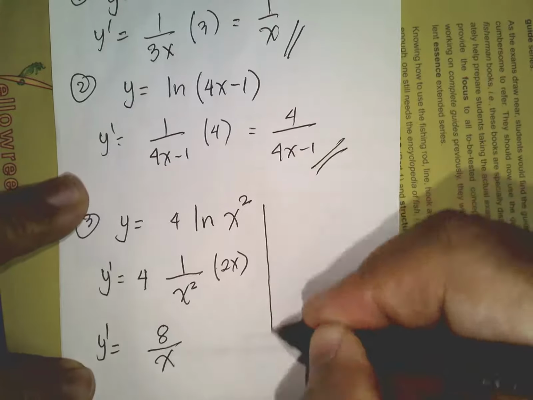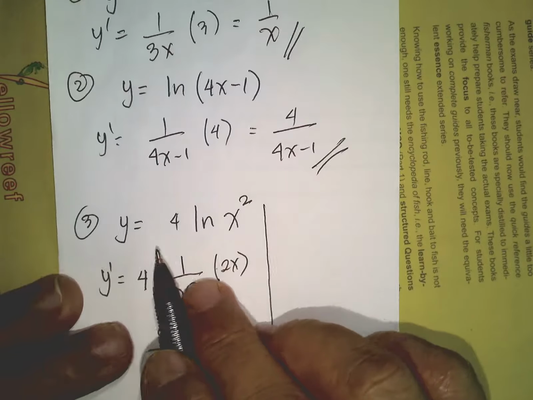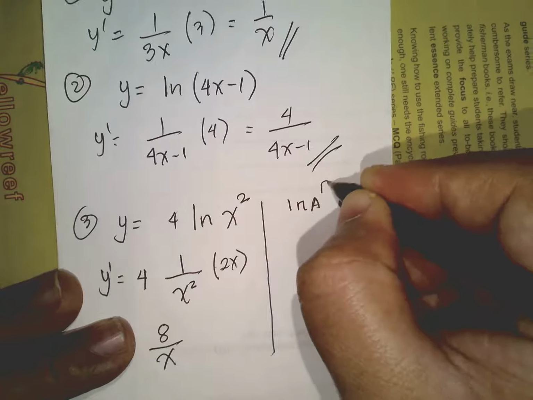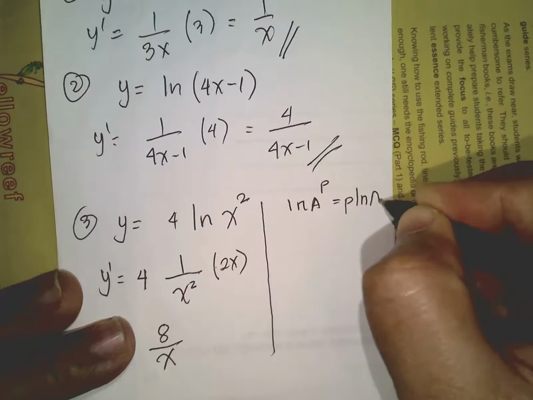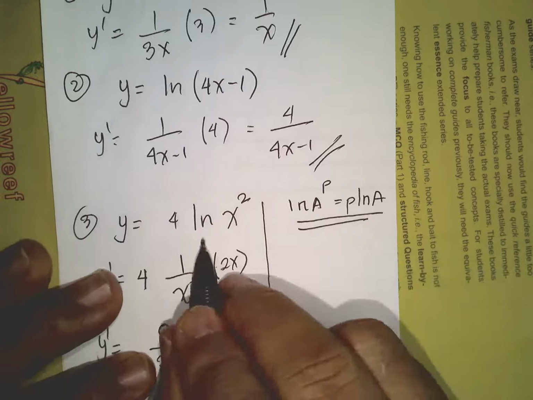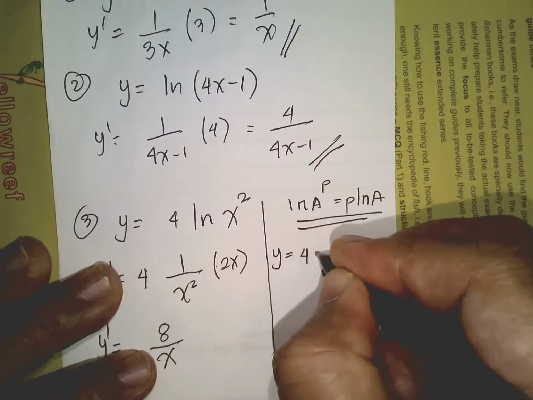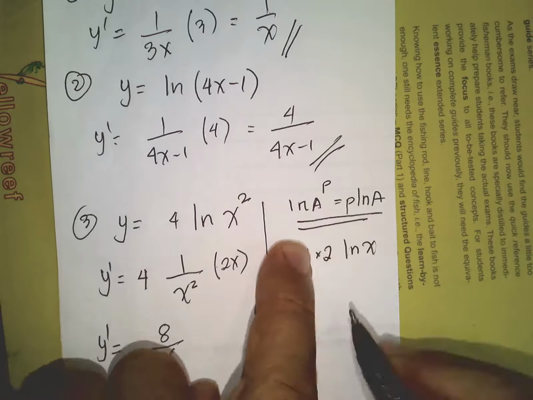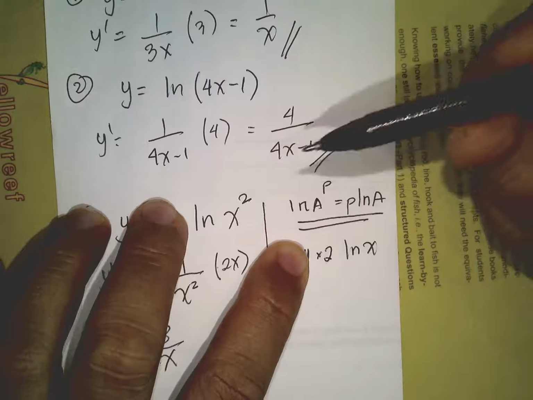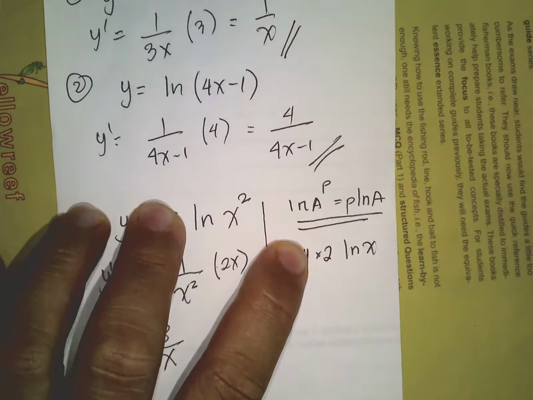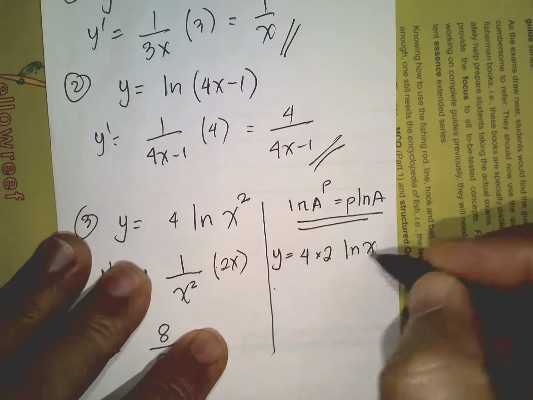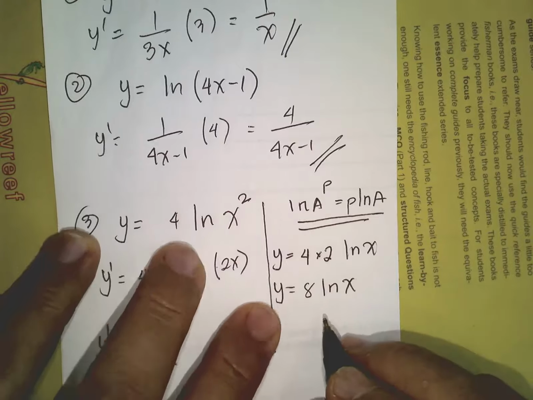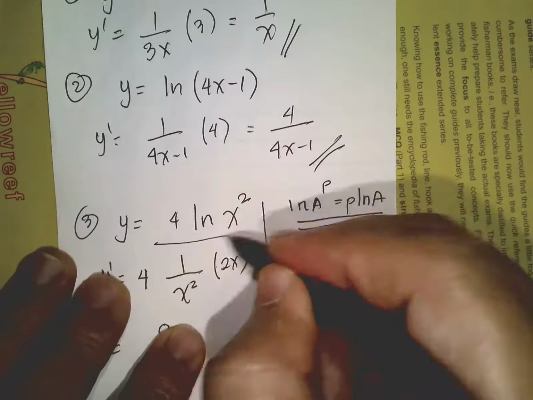There's another way of doing that. If you use the power law, remember the power law says if you have the natural logarithm of a to the p, that's equal to p ln of a. If you use that law first, this one here can be written as y is equal to 4 times ln x squared, and this ln x squared is actually equal to 2 ln x. So you have there now y is equal to 8 ln x, which is the same as the original question.